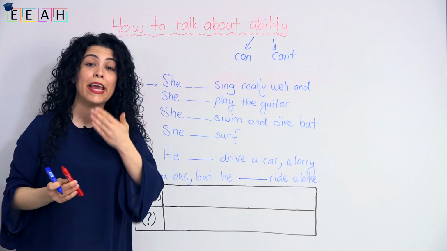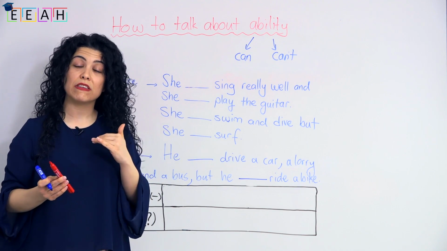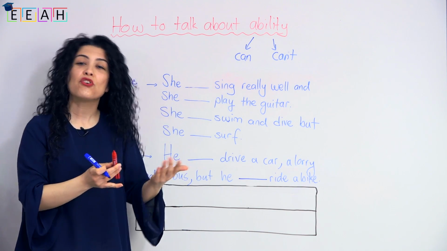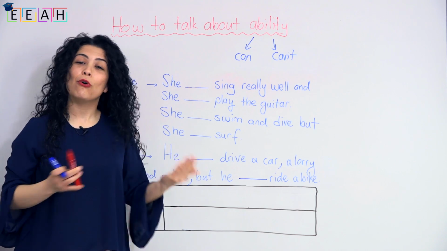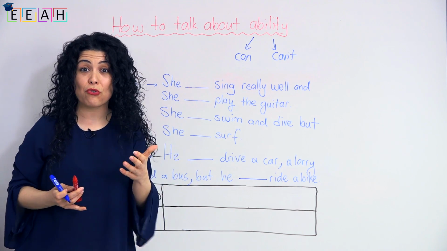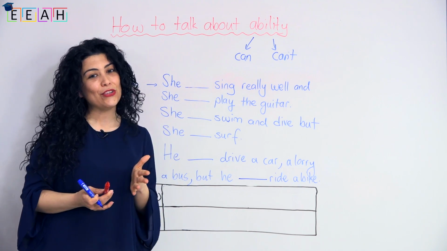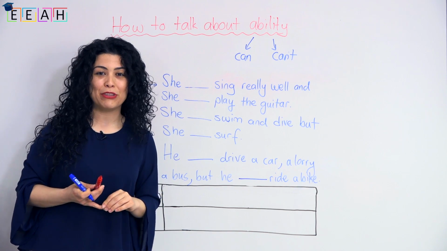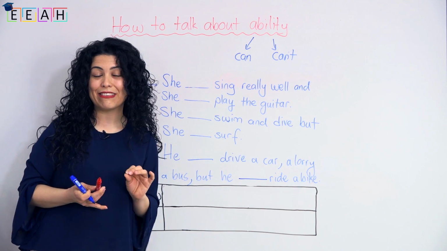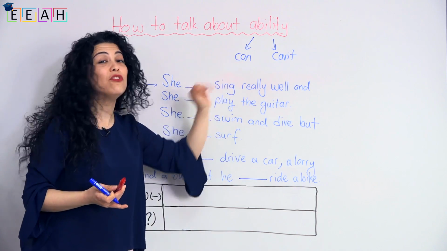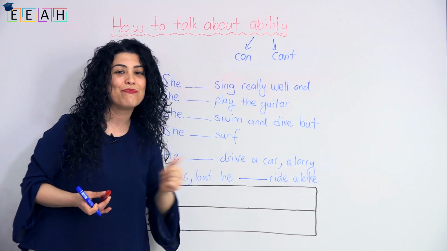You can either say can't or can't. Can't is American English, can't is British. So whichever you're comfortable with, you can choose. Now, I'm going to tell you a little more about my family. I'll start with Alice. You'll get to know what she can do and what she can't do.